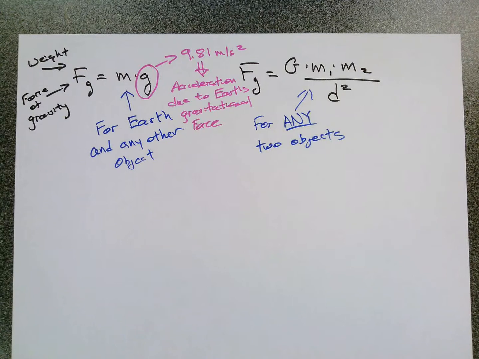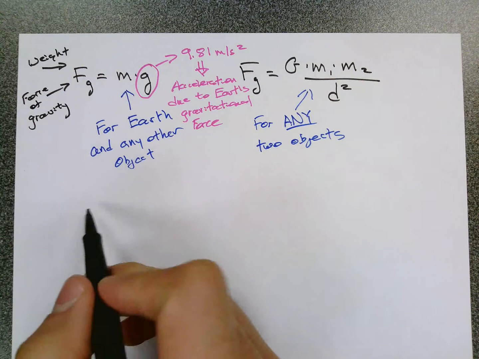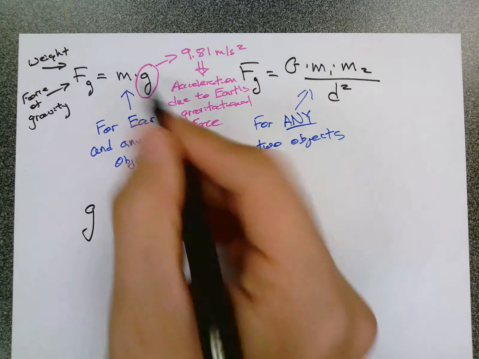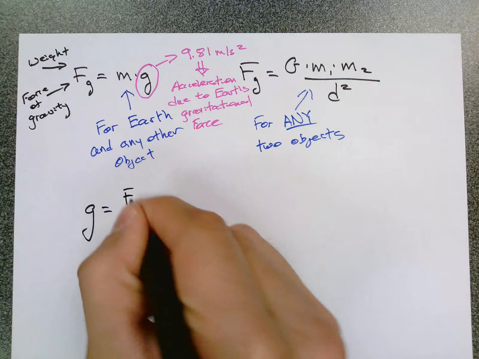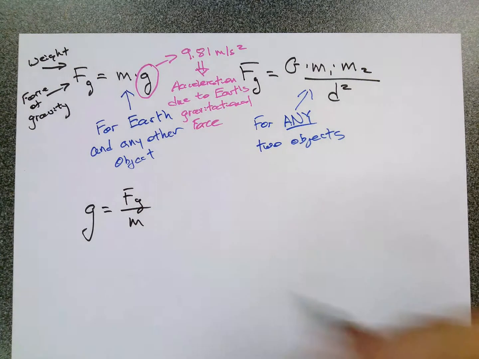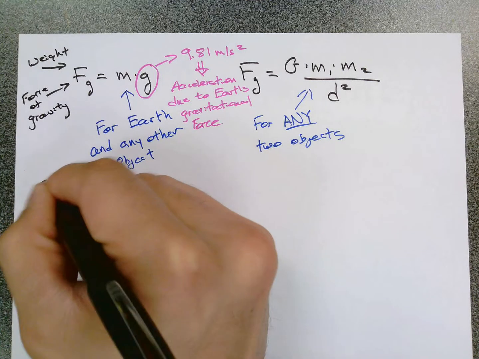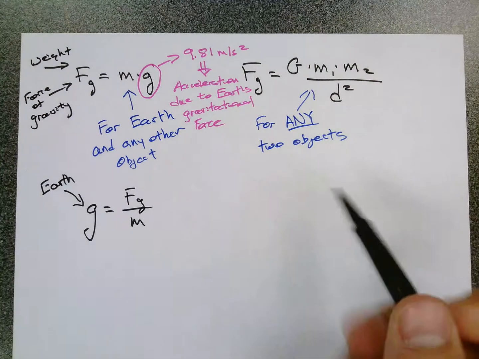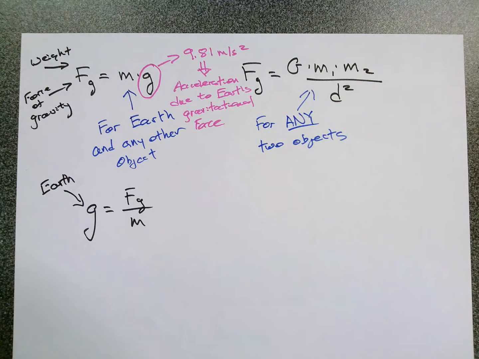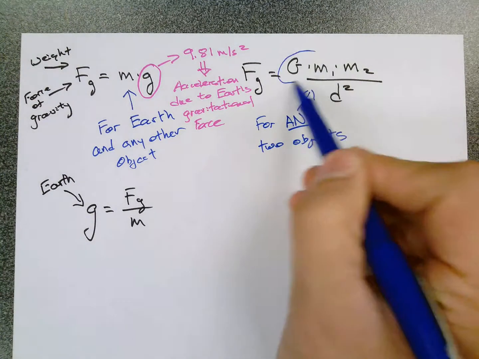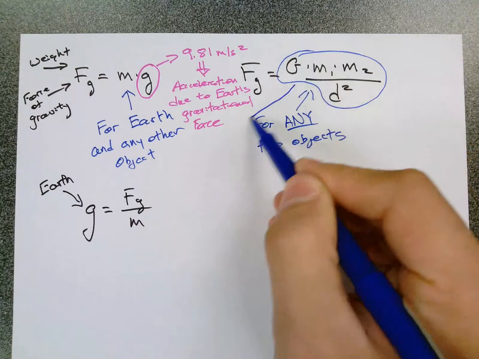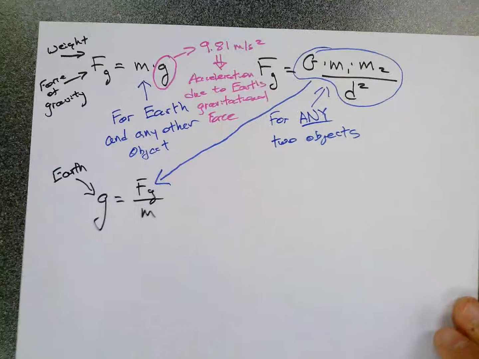The purpose of this video is to find out where we get this 9.81 meters per second squared. So let's go ahead and try to isolate this variable, g, and divide m on both sides. We get F of g over m is equal to g. And we want to know where this g comes from for Earth's purposes. One of the things that we can do is bring what's on the right side of this equation over and plug it in to here.